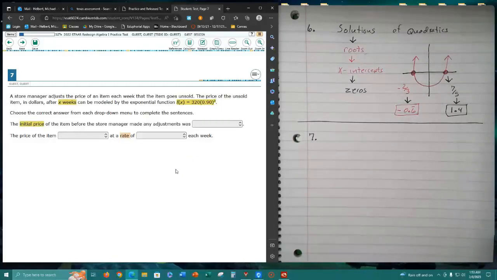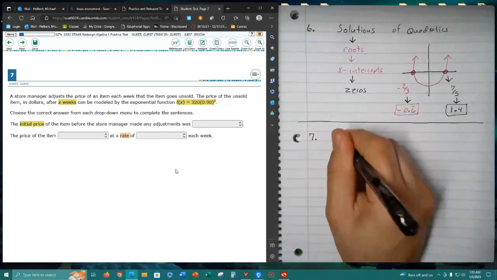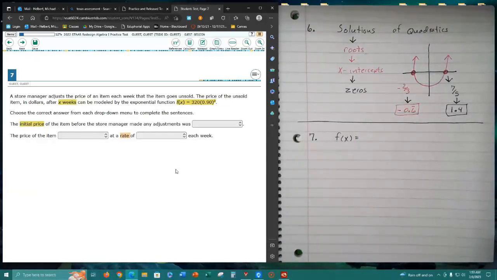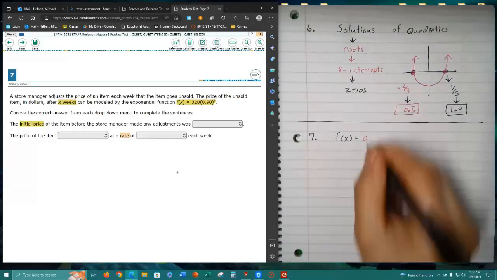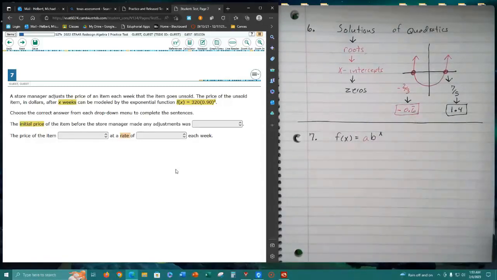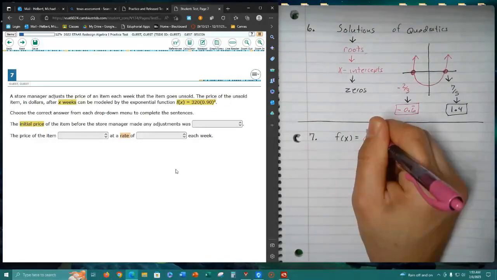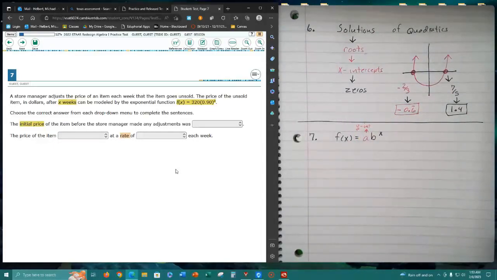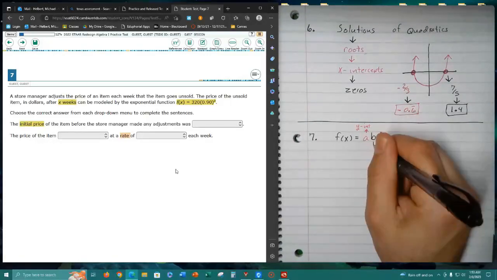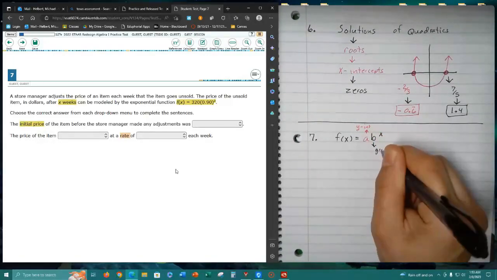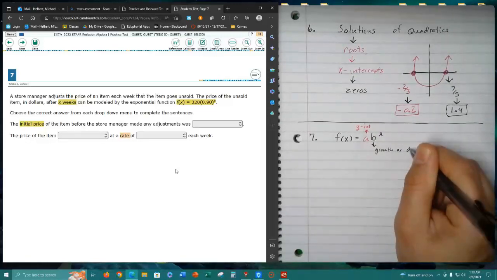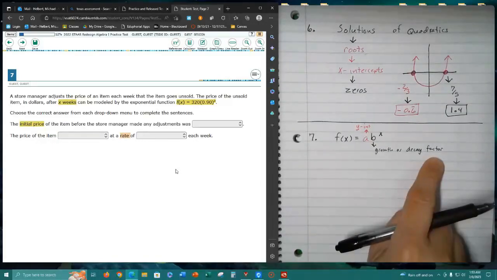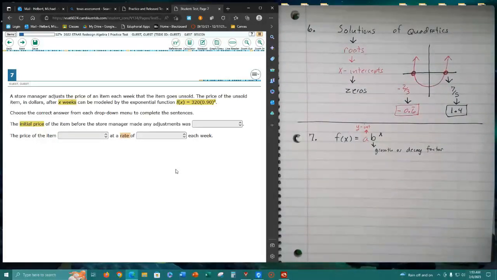So let me write down what I do know. So far, what I know is we have f of x is equal to a times b to the power of x. I need you to remember, once again, a is my y-intercept. I'm going to write y-int, short for y-intercept. And b is going to be my growth or decay factor. To get the rate out of this, we're either going to have to add a 1 or subtract a 1.